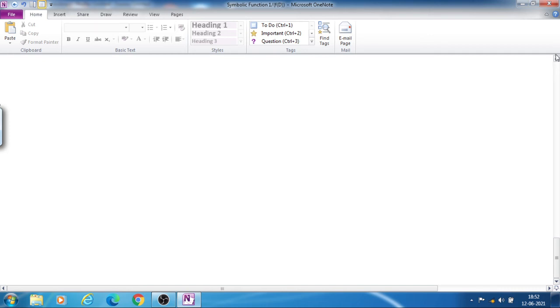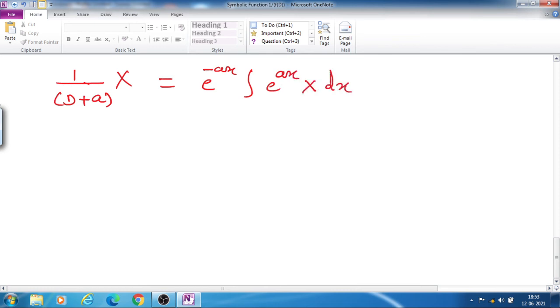Now similar to this, we can derive another formula, that is 1 upon D plus a, only instead of minus there is plus a, operating on capital X. This is equal to e raised to minus ax into integral e raised to ax into capital X dx. Similar to the above formula, you can derive this formula also. So we can find using this formula.